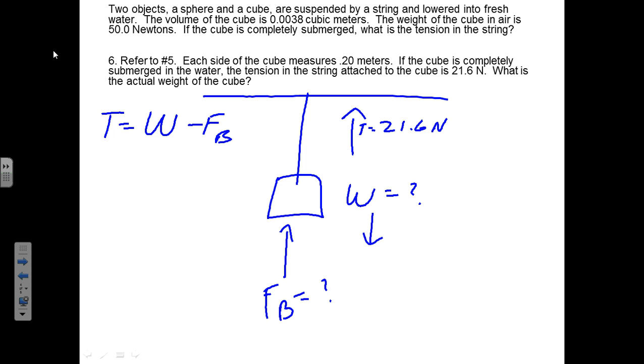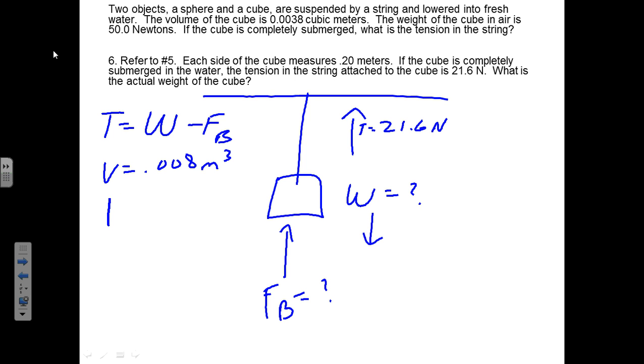So what we've got to find first is the volume of our cube. It's 0.2 meters on each side. And to find the volume of the cube, you go length times width times height. So 0.2 times 0.2 times 0.2. We end up with a volume of 0.008 meters cubed. That's the volume of our cube. And if it's completely underwater, that's also the volume of the water it's going to displace.